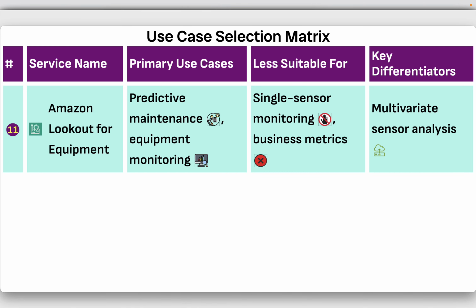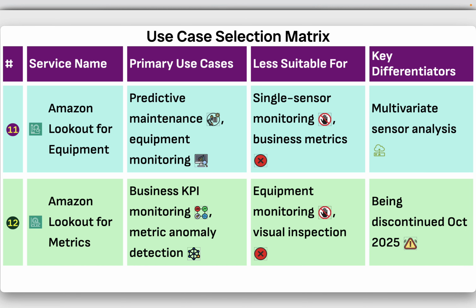Next service is Amazon Lookout for Equipment. Primary use cases are predictive maintenance and equipment monitoring. It is less suitable for single sensor monitoring and business metrics. Key differentiators are multivariate sensor analysis. Multivariate means multiple variables. Amazon Lookout for Metrics. Primary use cases are business key performance indicators monitoring and metric anomaly detection, but it is less suitable for equipment monitoring and visual inspection. Key differentiator is that it is being discontinued as of October 2025.